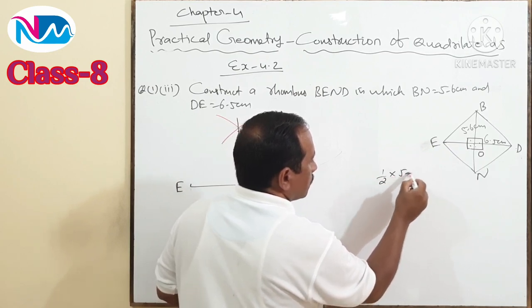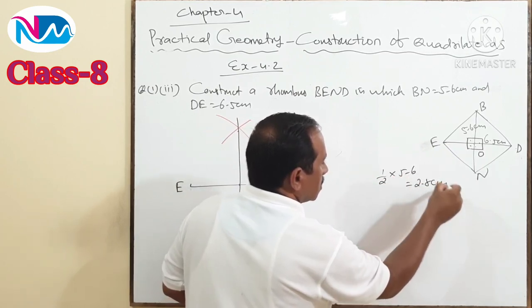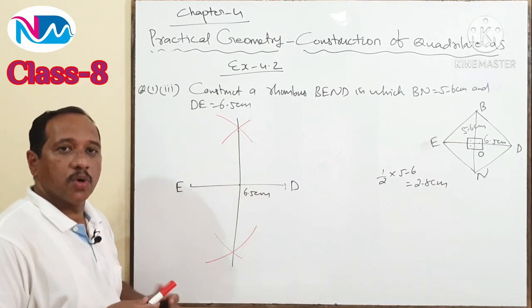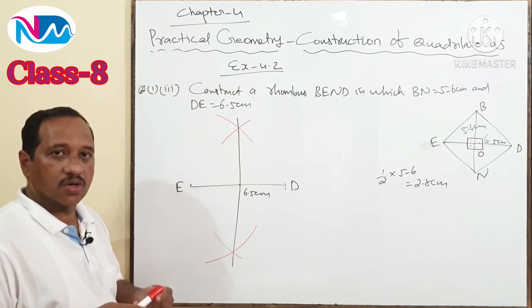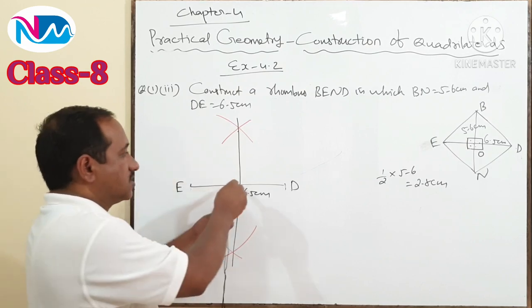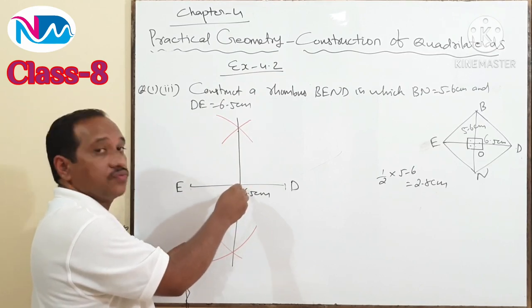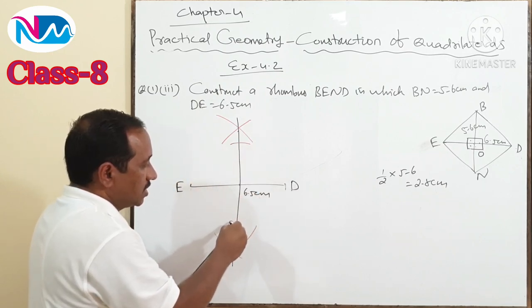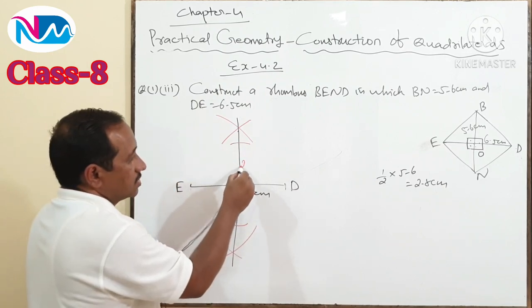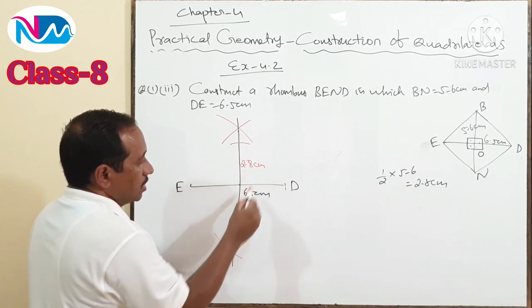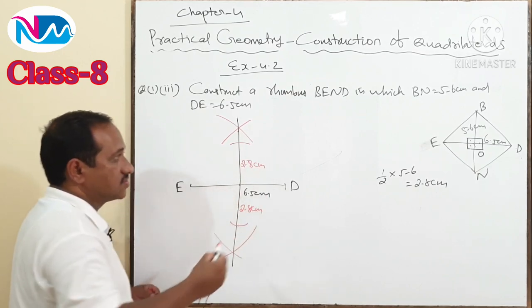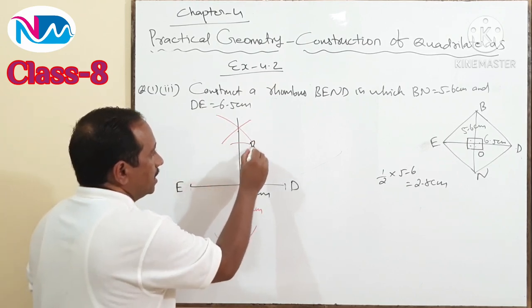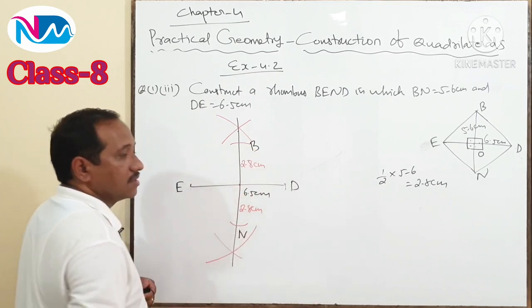Half of 5.6 is equal to 2.8 cm. So you have to take a 2.8 cm radius on the compass and, with this point as the center, that is the point of division, mark 2.8 cm above and 2.8 cm below. That is, this is 2.8 cm, and this is also 2.8 cm. And here we get the point B, and here it is N.